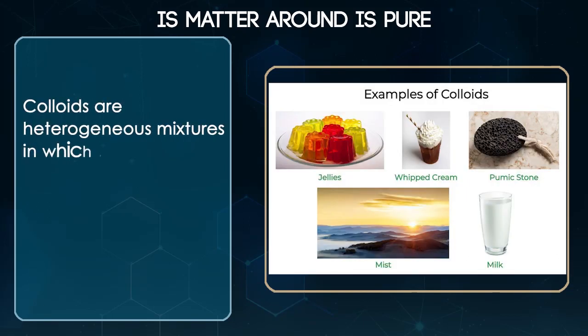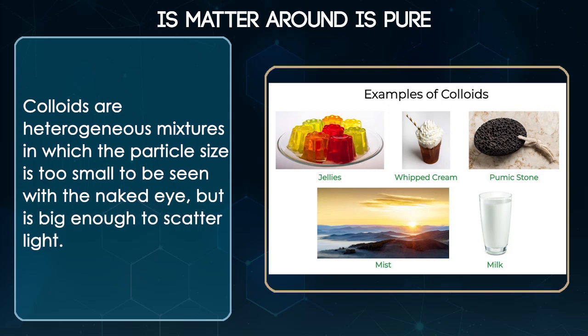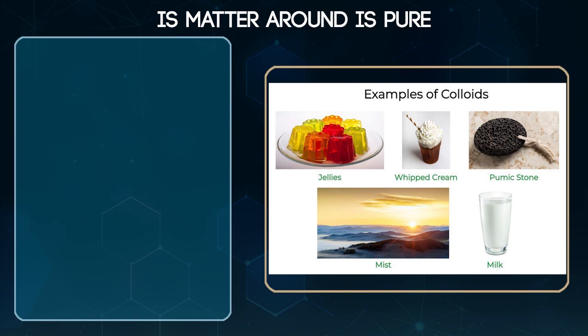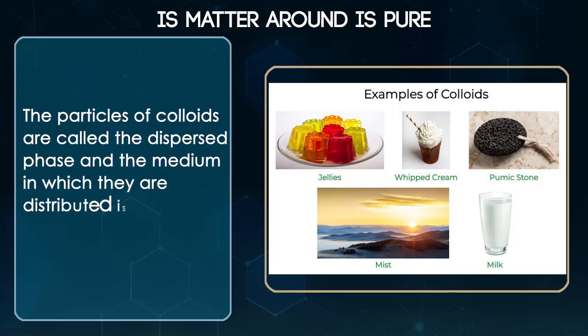Colloids are heterogeneous mixtures in which the particle size is too small to be seen with the naked eye, but big enough to scatter light. The particles of colloids are called the dispersed phase, and the medium in which they are distributed is called the dispersion medium.